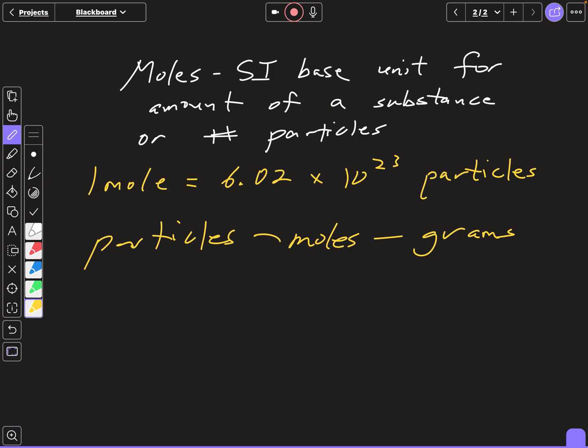Now, this 6.02 times 10 to the 23rd, the man that came up with that, his last name was Avogadro. So we call this Avogadro's number.